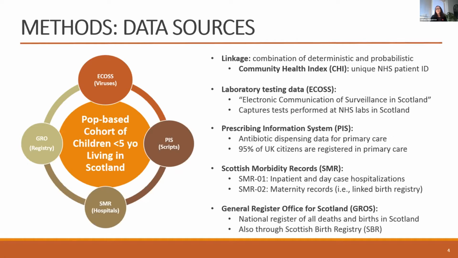We also use what are called the Scottish morbidity records, and these include data on hospitalizations and maternity records, which allowed us to identify hospitalizations as an outcome, but also identify some characteristics of these children. And then finally, we included national registry data to identify all deaths and births that happened within this cohort through the General Register Office of Scotland.